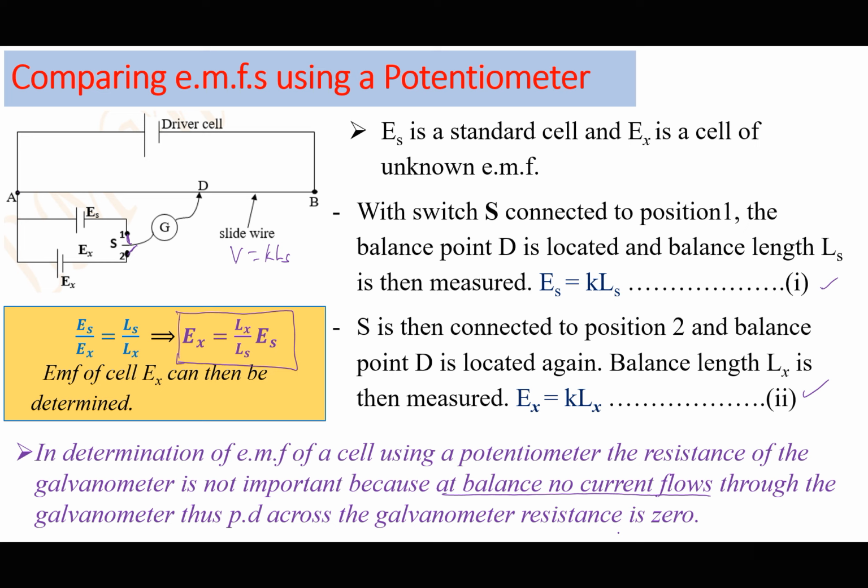I want you to note two important things about using potentiometers. Number 1, the EMF of the driver cell should be greater than the EMF of the unknown cell if we want to get balance. Number 2, the positive terminals should be connected, positive to positive. That is very important. If we want to get balance, the EMF of the driver cell should be bigger than the EMFs of the other cells, and the positive terminals should be linked to each other.